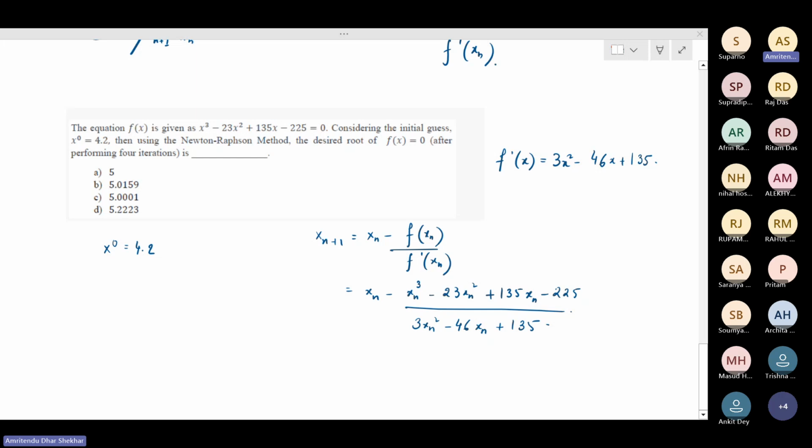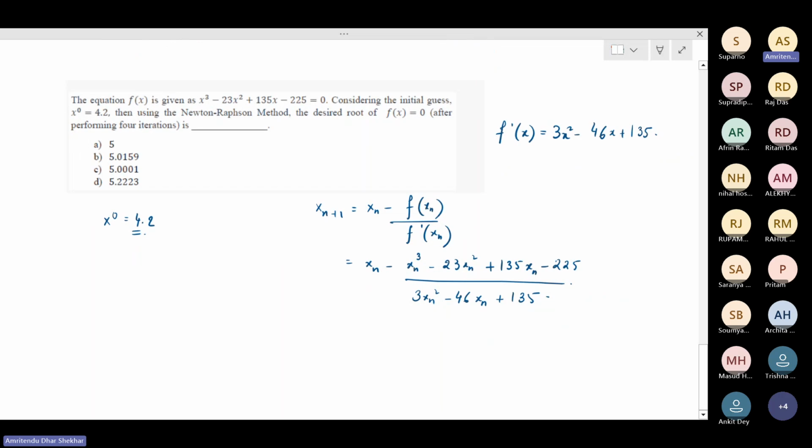Okay. And now it's just performing the computations one after the other. I leave it to you to perform these computations. You can complete the calculation and pick one of the answers from here. Okay, this is fairly straightforward.